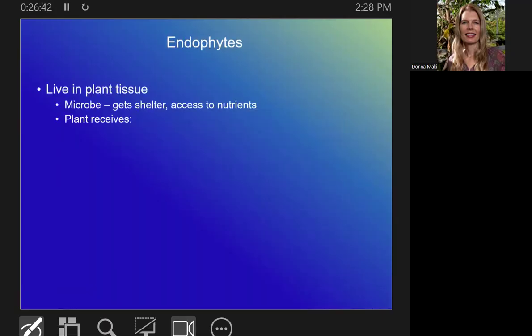So that can be beneficial for the microbe because the microbe can rely on the plant host to get its needs met. It gets shelter. I mean, being out in the big bad world is kind of scary for those microbes, I would imagine, so to speak. They have a lot of risk. But if they're in the plant tissue, their risk goes down. They have shelter, they have access to nutrients from the plant body, and the plant can get some amazing benefits depending on what endophyte you're looking at.